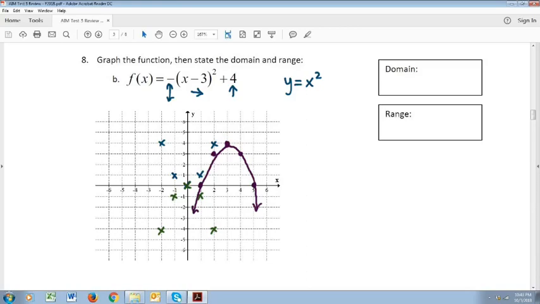So notice our domain going from left to right is all real numbers, our most popular domain. And going from the lowest point to the highest point, there is no lowest point, so we call that negative infinity. And at the highest point, y is 4, so negative infinity to 4. And I'm going to go ahead and stop the video here, and I'll do the next several problems in a new video.